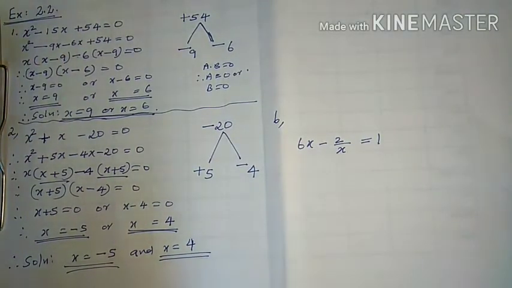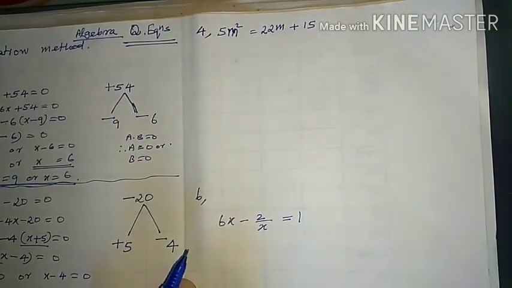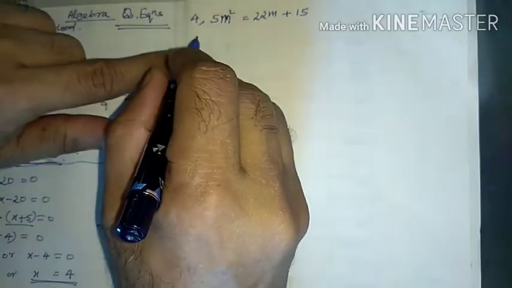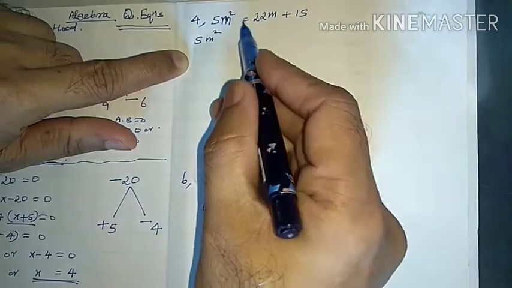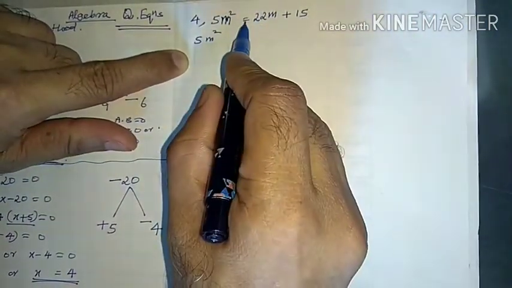Okay, this is question number 2. Now question number 3, you please try as homework. I do question number 4. This is question number 4. This is 5m square equal to plus 22m plus 15 equal to sign.